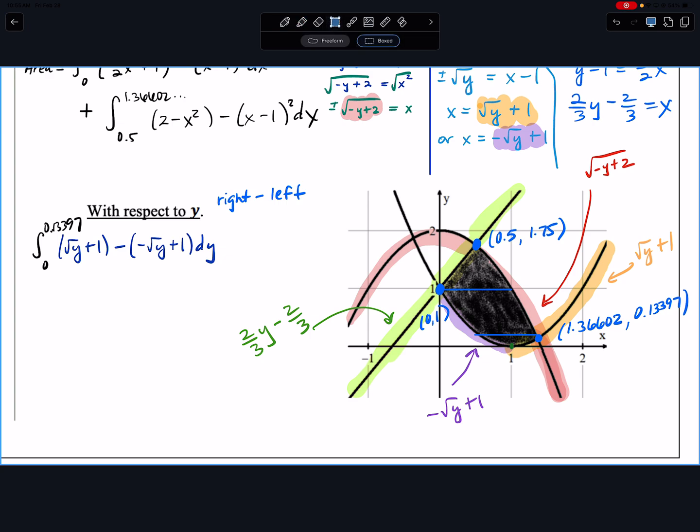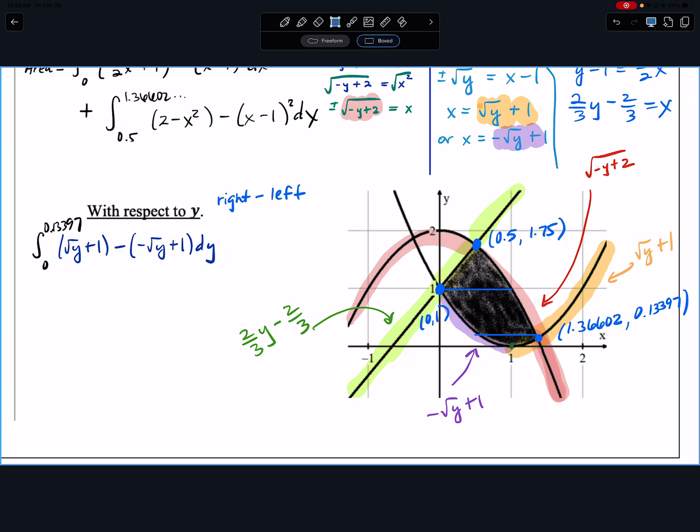Does that make sense? All the intersection points is how we break this up. So how many integrals am I going to have? 3. So this is my first one, orange minus purple. What's this second one going to be? This is like red. Red minus purple. And the last one's going to be red minus green. Does everybody follow me? Okay, so we can just use the intersection points to help us figure this out.